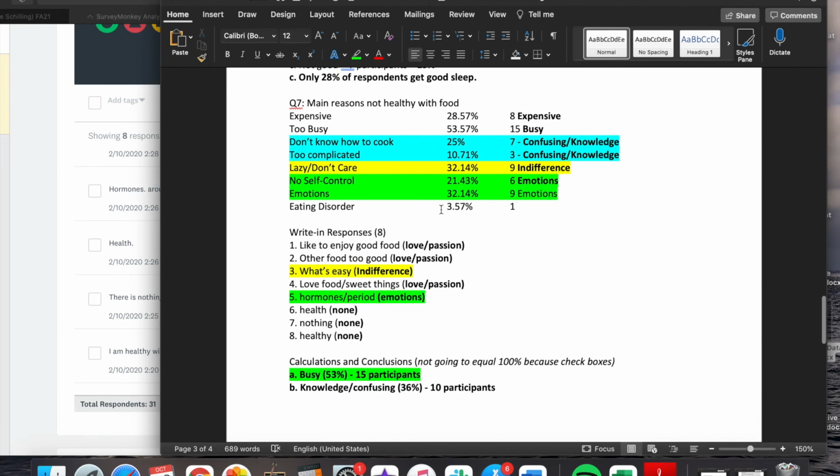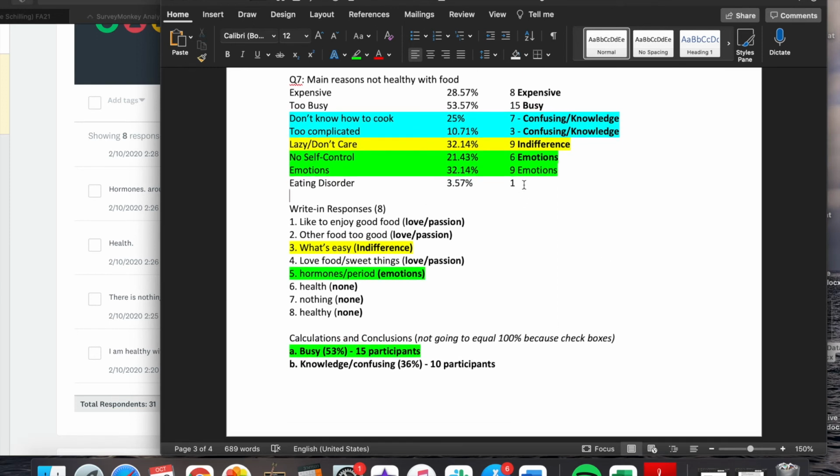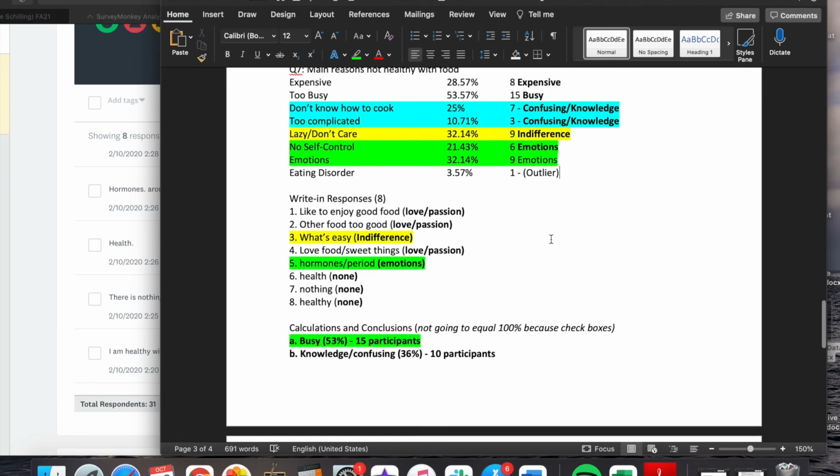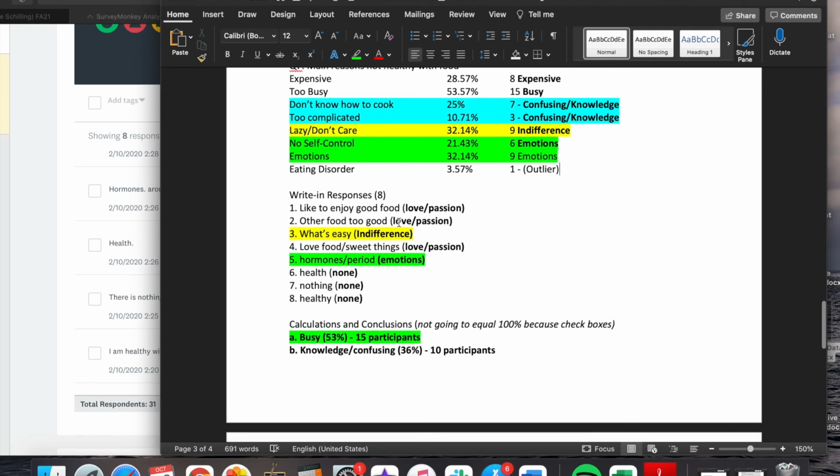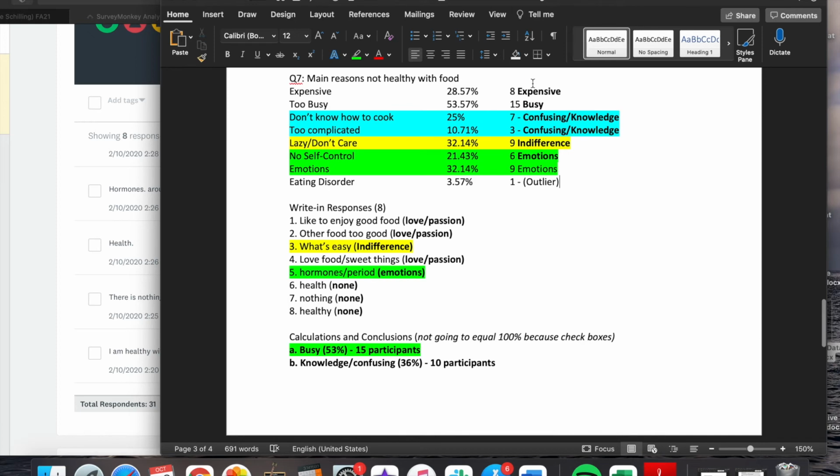And then I had this eating disorder, which was kind of an outlier. So I don't know. I might say outlier, and I might talk about this in my paper, but I just don't know what to do with it right now. So then I have to code my write-in responses, and I want to try to put them in these categories, right? You always want to try to, because these people didn't know how to respond, or they had something different, but I want to try to put them in here, or I might have to make a new category.